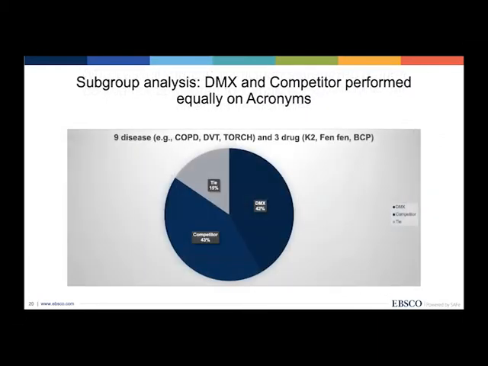And so this is a subgroup analysis looking at the acronyms. And so you could see there were non-disease acronyms, COPD, DVT, TORCH were examples, and 3 drug acronyms. And Dynamedics and the competitor performed basically equally on the acronyms, 43% for the competitor, 42% for Dynamedics, and 15% tie.